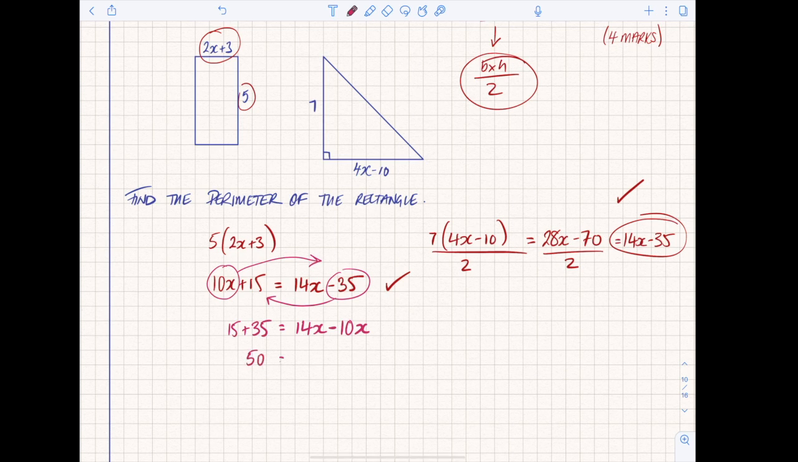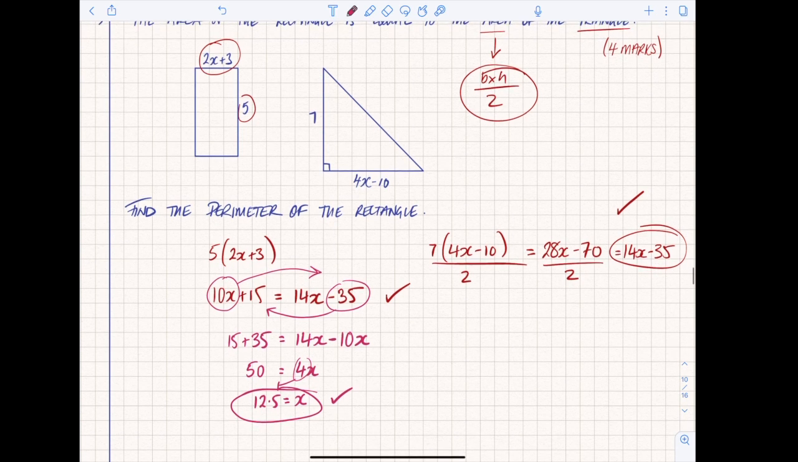So that gives me 50 is equal to 4x, and then divide by 4, so 12.5 is equal to x. So we just picked up another mark there for finding x is 12.5. And now we'll read the question. It says find the perimeter of the rectangle. So all I do is I go in here and I change this for 12.5. So I'm doing 2 times 12.5 and then plus 3. That will give me the top length. Well, 2 times 12.5 is 25 plus 3 is 28.